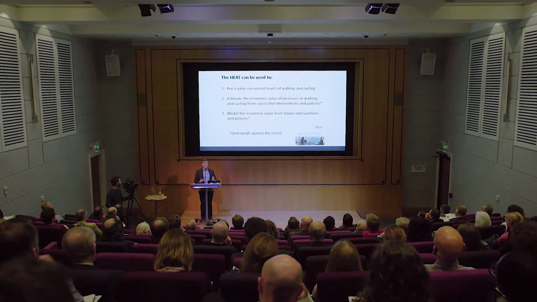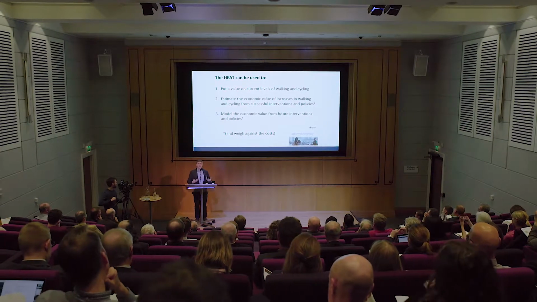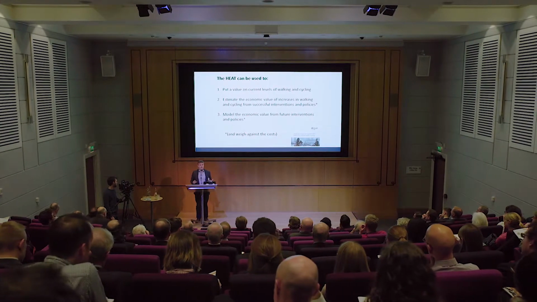There are 3 primary ways it can be used. Number 1 is to place a value on existing levels. So we heard some statistics today about cycling levels in London or active travel levels in the United Kingdom or in England. If you know that 40% of your population walks for travel on a regular basis, you can put an economic value on that figure. It's how much good is already happening as a result of existing infrastructure, existing policies, and existing interventions to promote walking. And I think that's a really important argument.